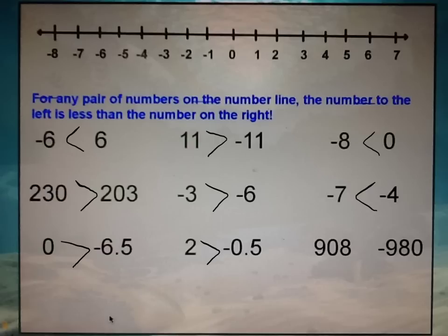2 is going to be greater than -5/10, and 908 is going to be greater than -980. If you're looking at a positive and a negative number, you should always know that the positive number is always going to be bigger.